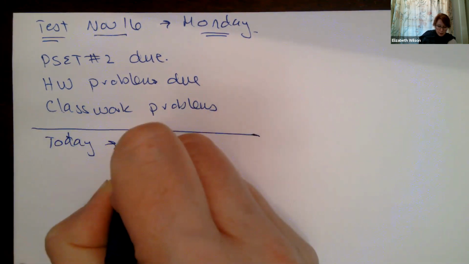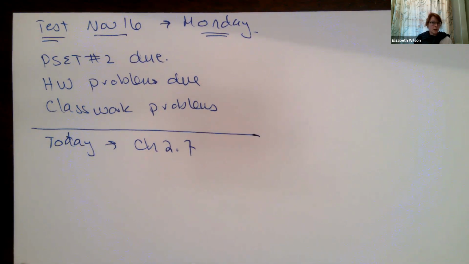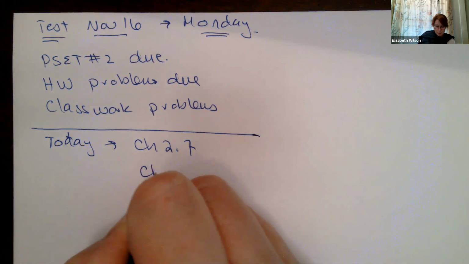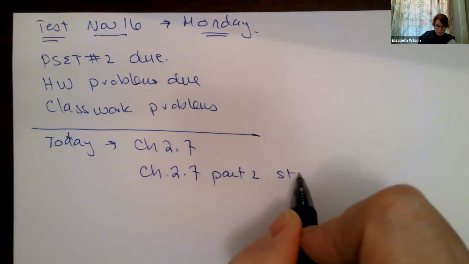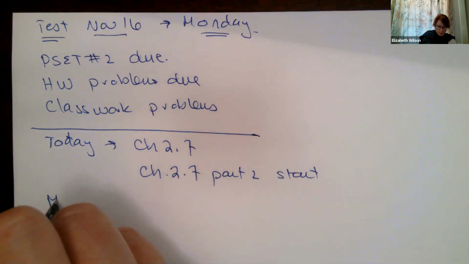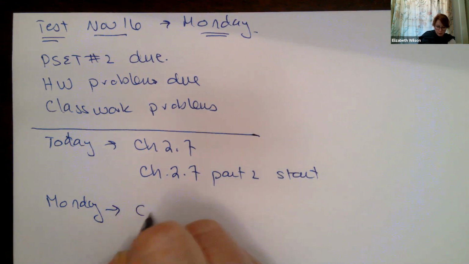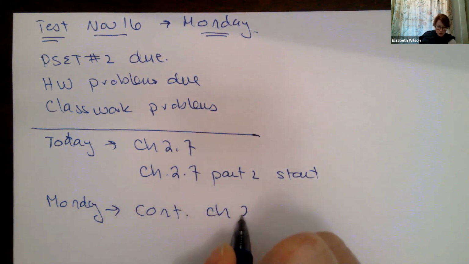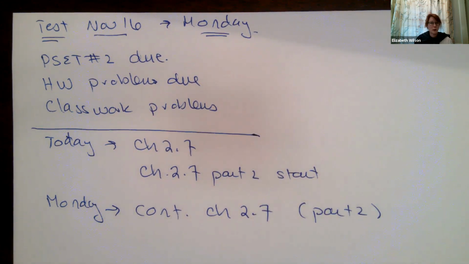Now, let's keep in mind what's going to happen today. We're going to keep talking about chapter 2.7. We're going to do more examples about rotations using quaternions. I've got a classwork page to keep working through. And then we're going to start talking about chapter 2.7 part 2. And then on Monday, we're going to continue with chapter 2.7, part 2, and then we'll work through classwork problems and other stuff.